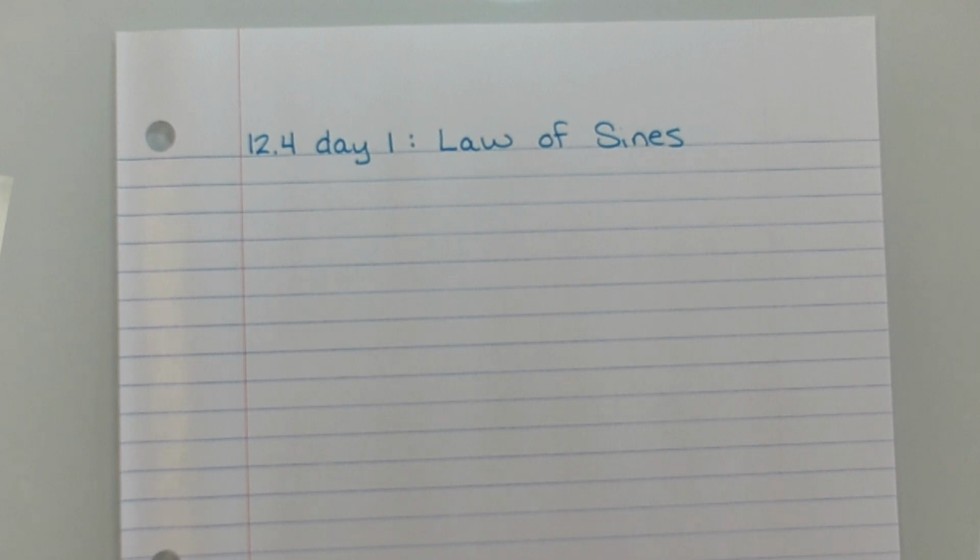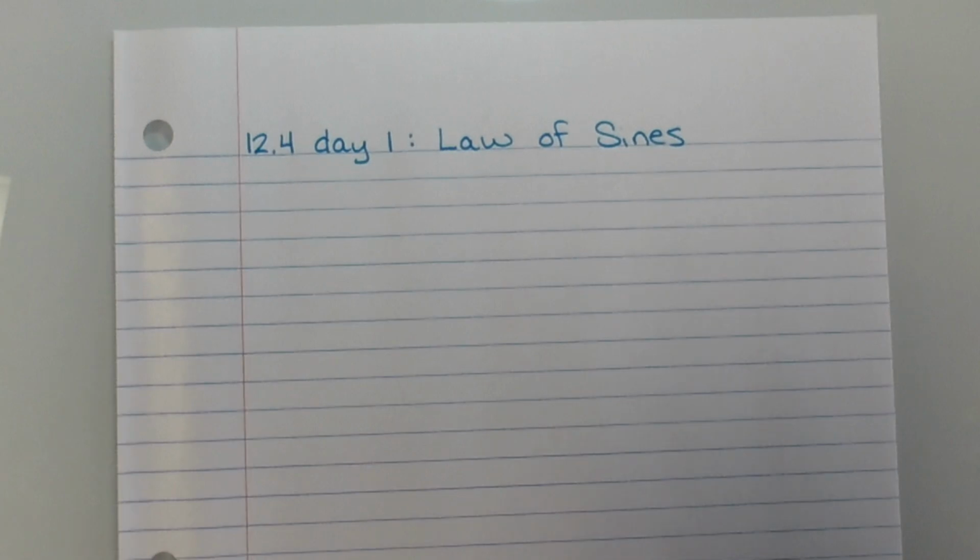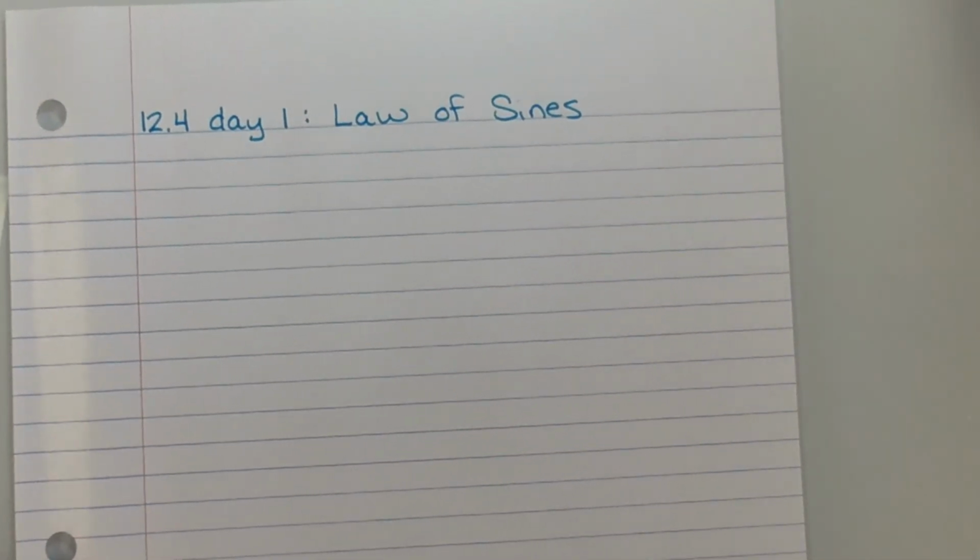Today we're diving into section 12.4, focusing in on what is known as the law of sines. Now, when it comes to working with trigonometry, original trigonometry was built off of this idea of working with right triangles and trying to find missing sides and missing angles. But that's an awfully limited scope.